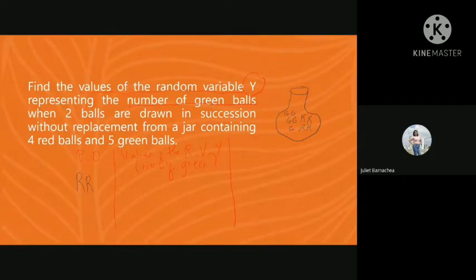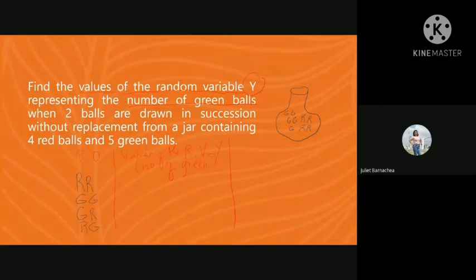Pagpipila ko dyan, posibleng parehas na red. Posible din na parehas na green. Posible din na isang green, isang red. Posible ding red at saka green. May iba pa ba? May iba pa ba kayo naiisip na posible?